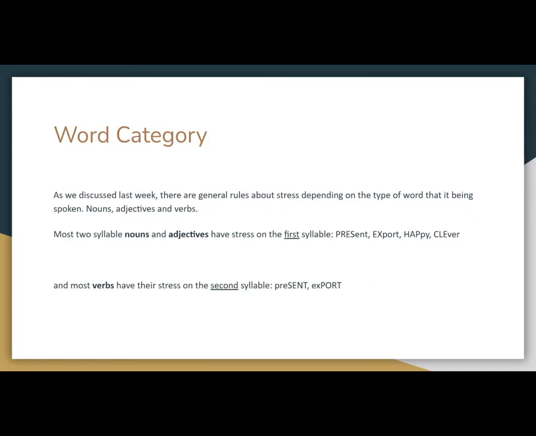Word category. We talked about this last week. We're talking about how different types of words have different stresses. And if we do it by the main categories of nouns, adjectives, and verbs, most two-syllable nouns and adjectives have the stress on the first syllable. If you remember, present, export, happy, clever. And most verbs have their stress on the second syllable. Present, export, words like that. That one is mostly review, but it's important to go over.